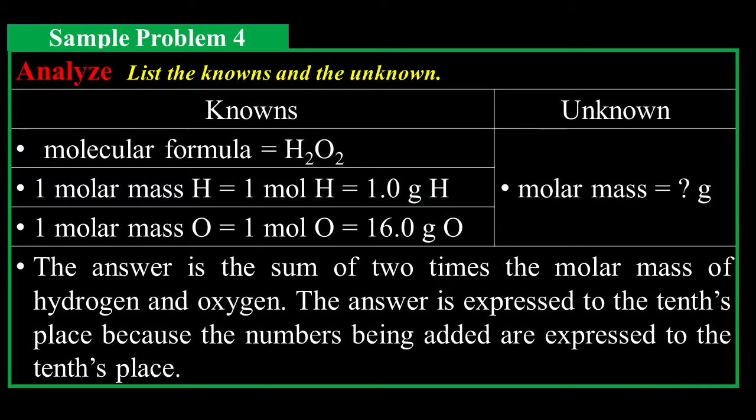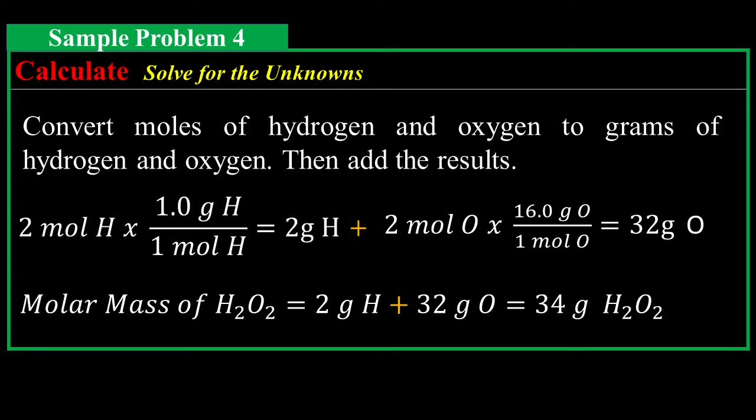Anyway, what do we know? We know the molecular formula H2O2. We know 1 mole of H is 1 gram of H, and 1 mole of oxygen is 16 grams. The answer is the sum of 2 times the molar mass of hydrogen and oxygen. The answer is expressed to the tens place because the numbers being added are expressed to the tens place. If you express to the ones place, that's fine. It would be 34 grams as we discussed.